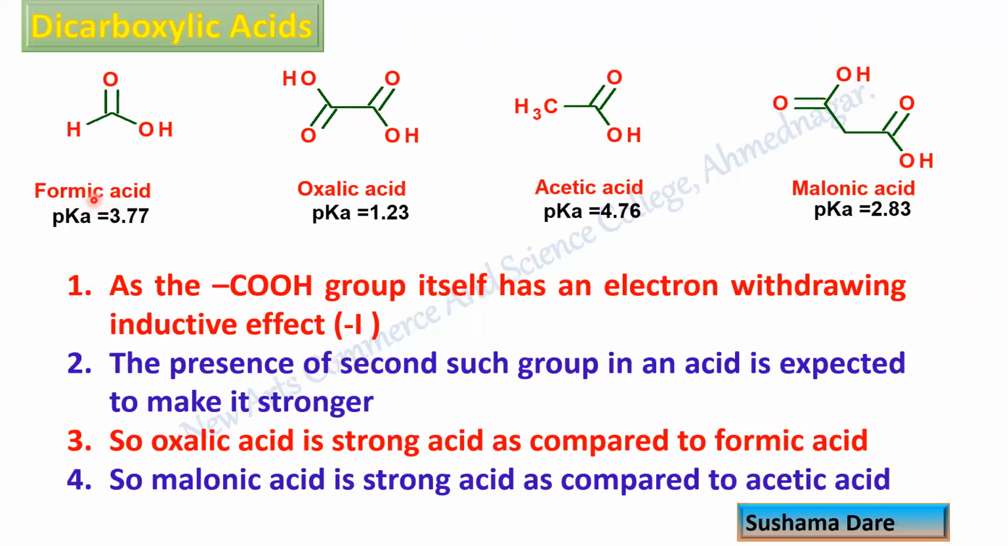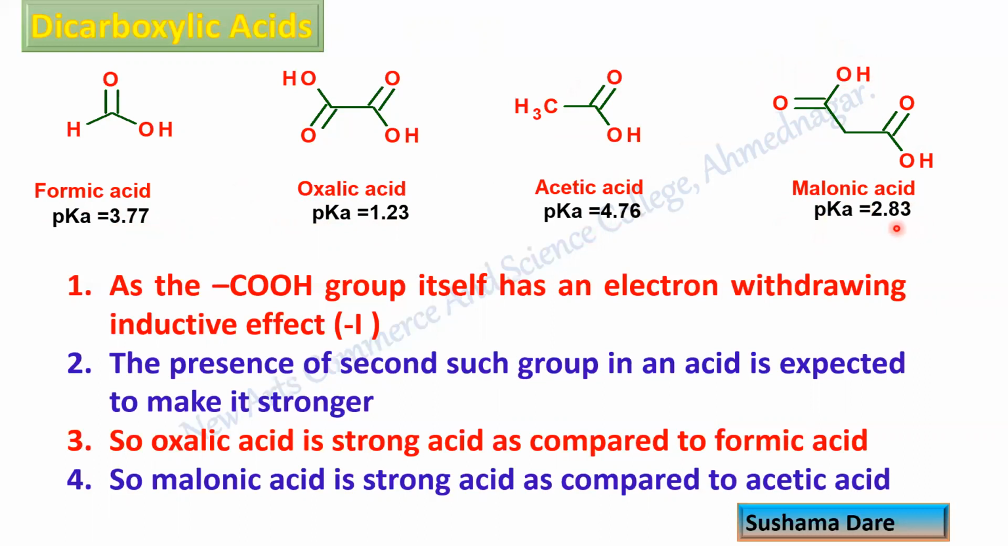So what we are going to do is compare formic acid with oxalic acid, and acetic acid with malonic acid. Look here, formic acid pK value is 3.77, oxalic acid pK value is 1.23. So what you see is that the pK value decreases. pK decreases means what? Oxalic acid is a strong acid as compared to formic acid. The same is true for acetic acid, 4.76, and malonic acid, 2.83. This indicates that if one more COOH group is added, the acidity automatically increases.